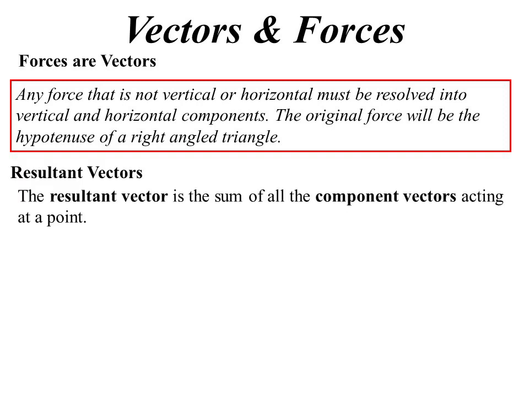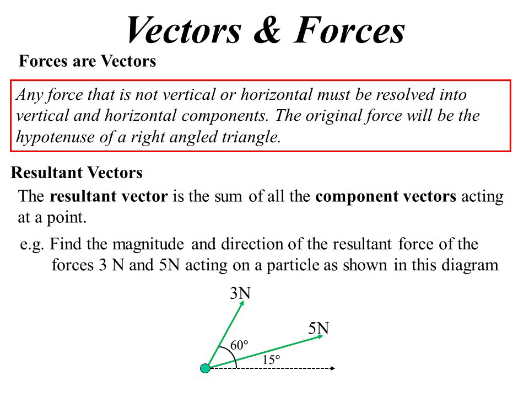So resultant vectors. Remember, a resultant vector is simply the sum of all the component vectors that act at a point. So if I've got a point like this, and it's got two forces happening at different angles, one of 3 newtons, the other of 5 newtons. By the way, newtons is spelt with a little n, not with a capital N. The unit is capital N, but the actual unit itself is spelt with a little n, even though it's named after a person, and of course his surname is capital N, but anyway, just a little bit of English there.